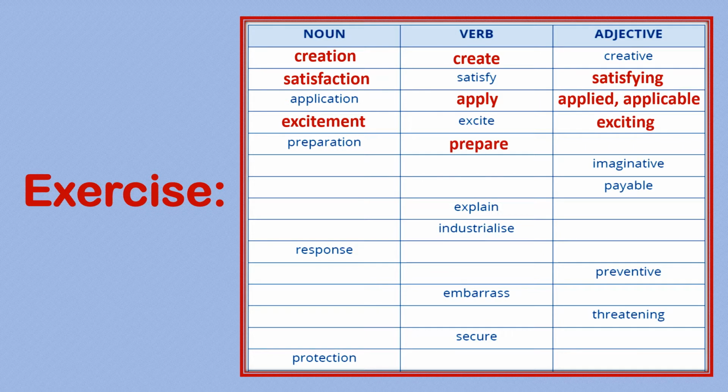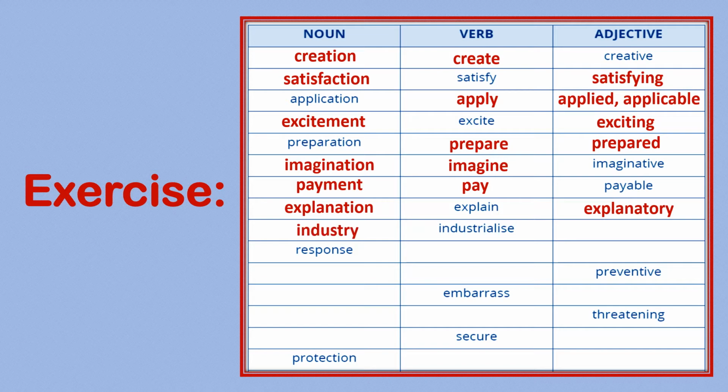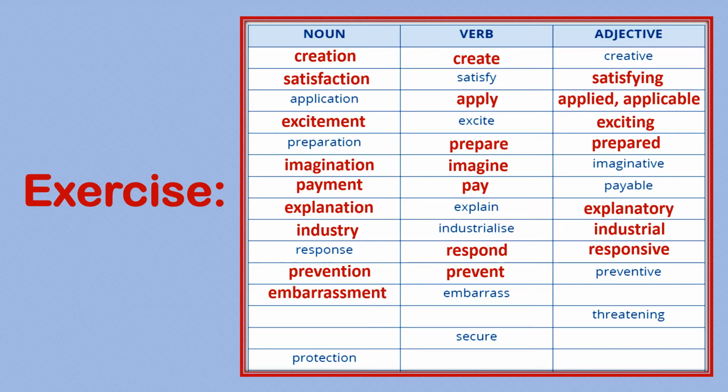We add suffixes or prefixes to make the noun, verb and adjective forms. Embarrass becomes embarrassment as a noun and embarrassing as an adjective. Threatening is an adjective; threat is the noun and threaten is the verb.